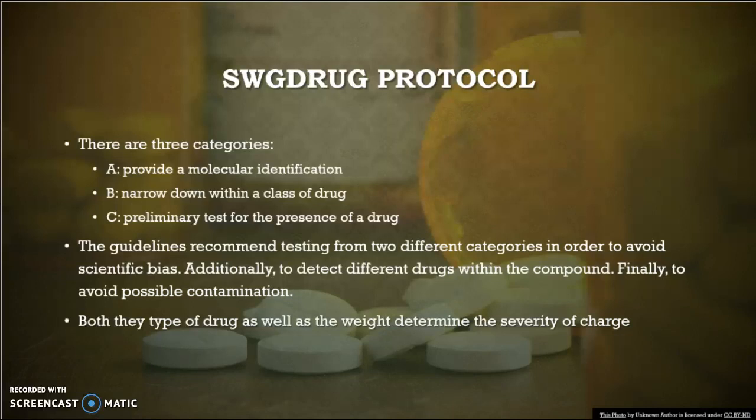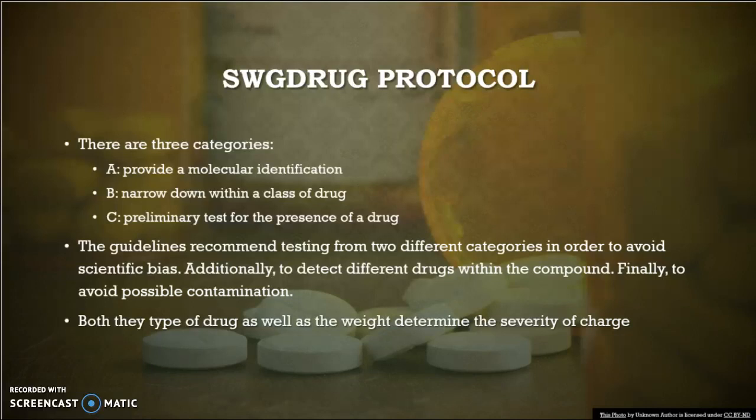This was noted in this week's assignment where scientists used color to identify if there were any drugs present in a substance. So the guidelines recommend testing from two different categories of the ones previously mentioned. This is to avoid scientific bias, to detect different drugs within the compound, because one test might give hints of a specific one, but not of the other. So if there are multiples within the compound, this is why two categories will be utilized. Finally, this is to avoid possible contamination. Maybe the first specimen had some contamination and gave negative results, while if they test it again, it might bring back a positive result.